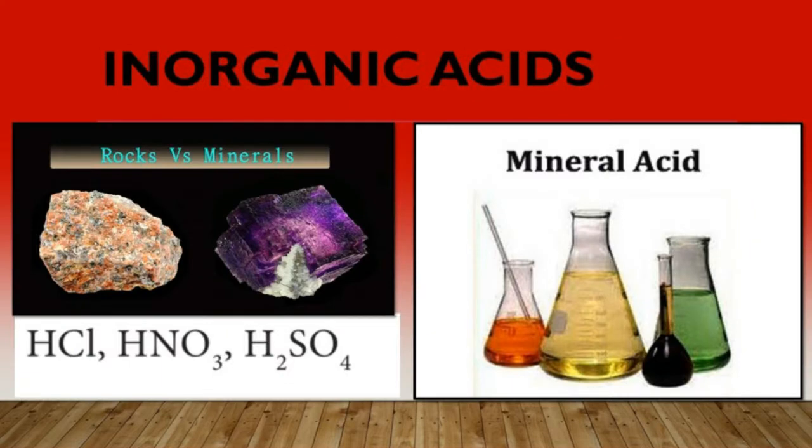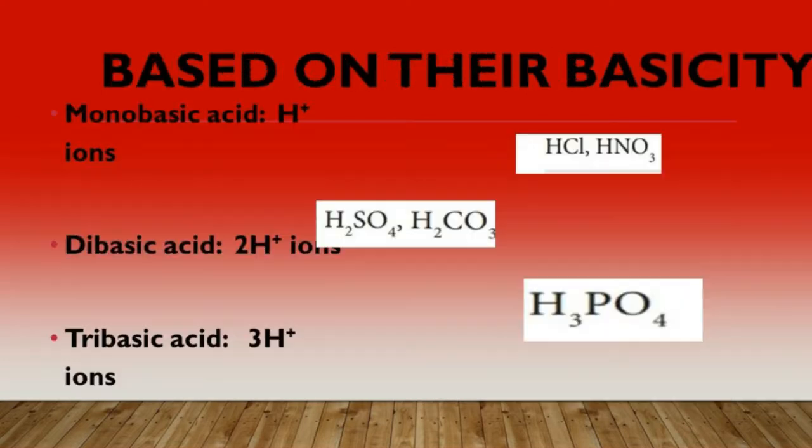Next is inorganic acid. Acids which are prepared from rocks and minerals are called inorganic acids. The things which we get from stone, rocks or minerals are called inorganic acids. For example, HCl, HNO3, H2SO4. These are examples of inorganic acids.